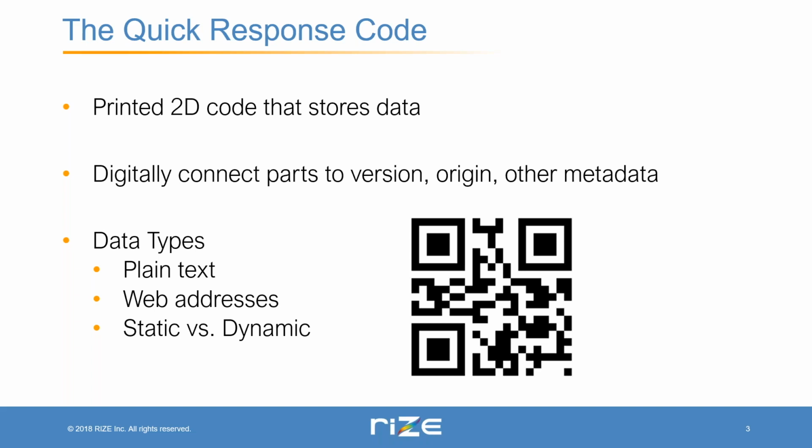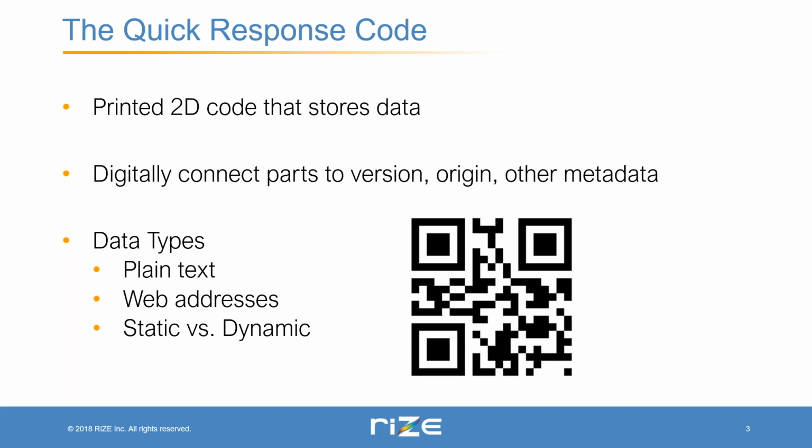This capability can be very useful when applied to the surface of physical objects. A QR code can easily store information about versions, time and place of origin, and other metadata associated with a part.